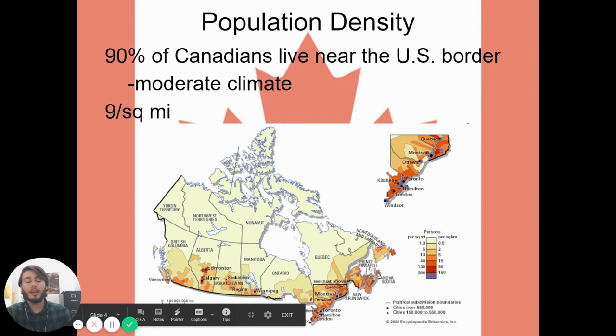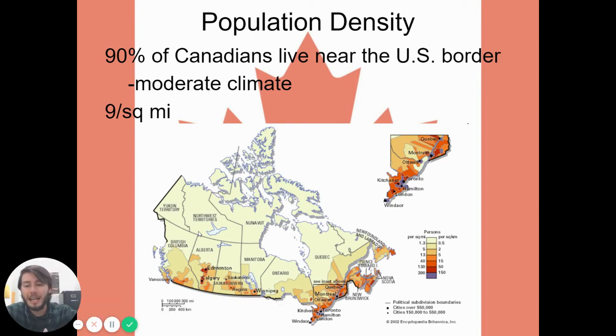Okay, so 90% of Canada's population lives right along the border of the United States and Canada. If you take the entire population density of the entire country of Canada, it's 9 people per square mile. The United States was 85 people per square mile. Canada is 9 people per square mile. The reason for that is because a lot of this is completely uninhabitable. It's like a glacier, like frozen solid ice. So you really can't live there.